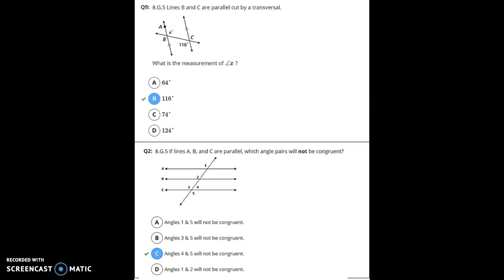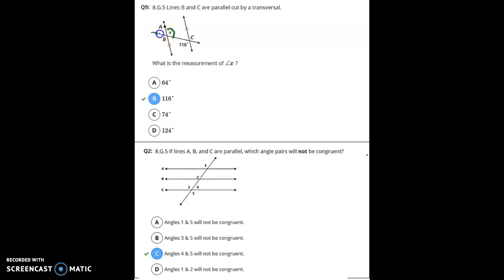In this one, number 9, we are asked to find the measurement of angle x. So let's start by looking at angle x. Angle x is right here. Once I found angle x, I want to see what else is congruent to angle x.